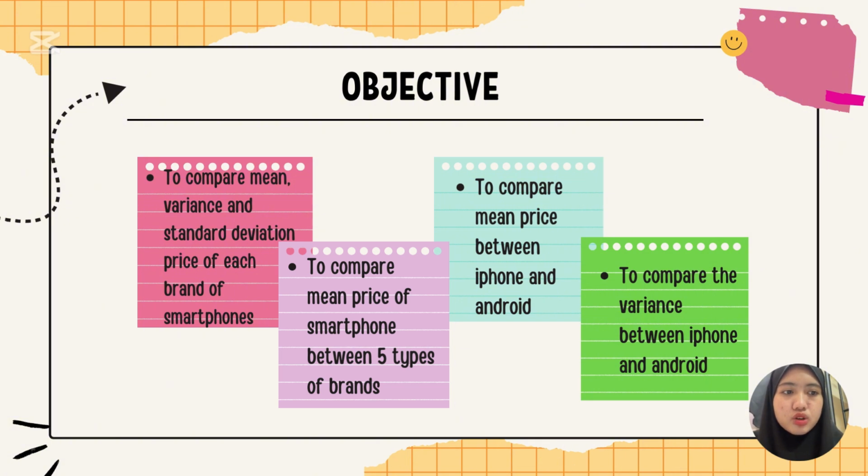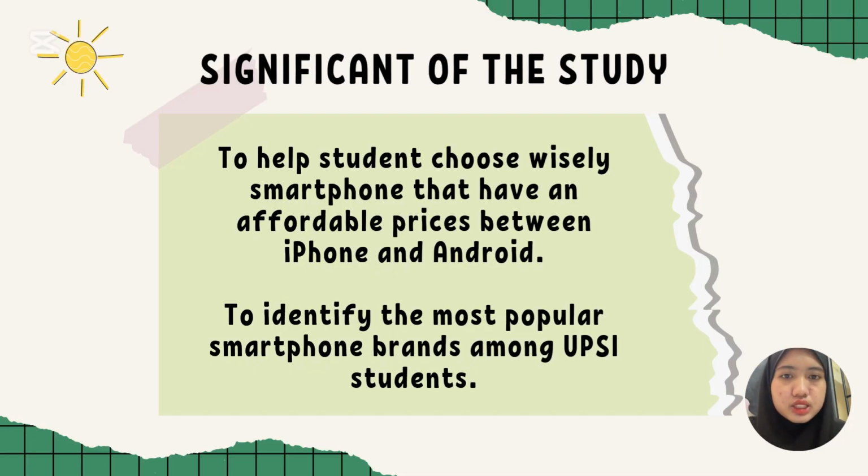Second, to compare the mean price of smartphones between 5 types of brands. Third, to compare the mean price between iPhone and Android. Fourth, to compare the variance between iPhone and Android. Next, the significance of the study. The first one is to help students choose wisely smartphones that have affordable prices between iPhone and Android. Second, to identify the most popular smartphone brands among UPSI students.